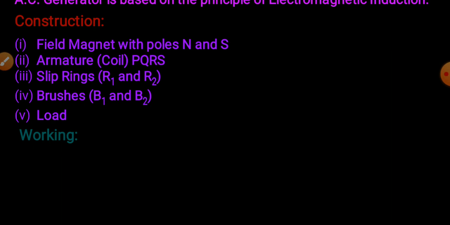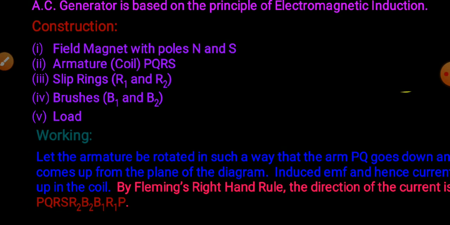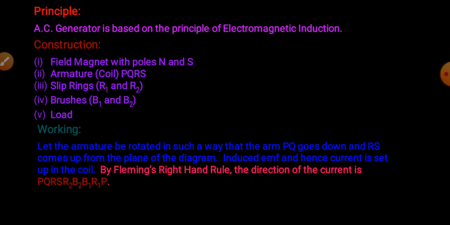Working. Let the armature be rotated in such a way that PQ goes down and RS comes up from the plane of the diagram. As we have discussed in the previous slide, induced EMF and hence current is set up in the coil. By Fleming's right hand rule, the direction of the current is P, Q, R, S, R2, B2, B1, R1 and R1P.